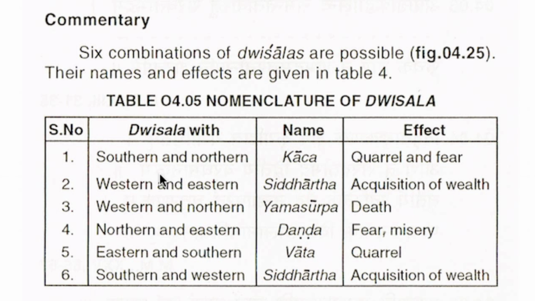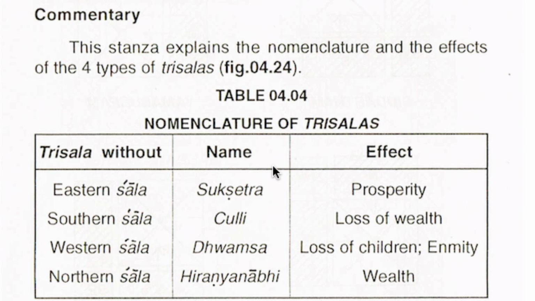So you will notice that there are only two options within the Dviśāla that are actually desirable. It's not very nice to have a house where there's fear and misery all the time, so it's not precisely what you're aiming for. The same goes for the Triśālas in table 4.04. Two of them bring prosperity and wealth, and the others bring loss of wealth, loss of children, and enmity.